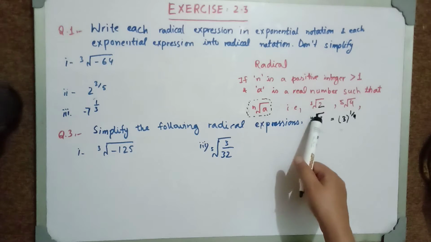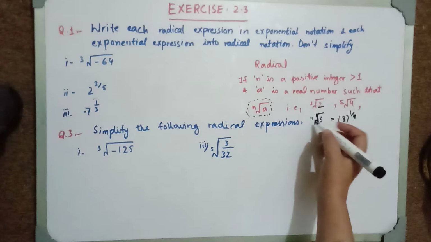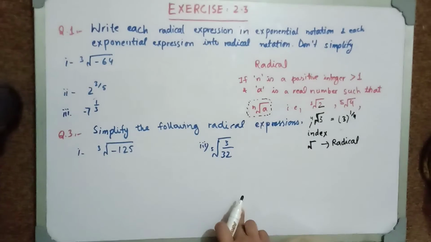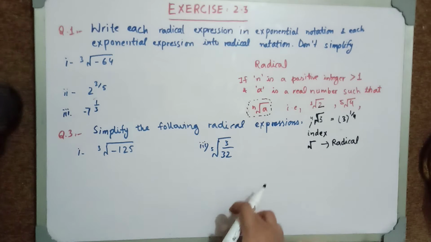So this power here is called the index. And now it's not a square root, now we will call it a radical. Here 4 is the index, and this is a radical, not a square root. Here you have some other examples of radicals. Now let's get back to the questions.